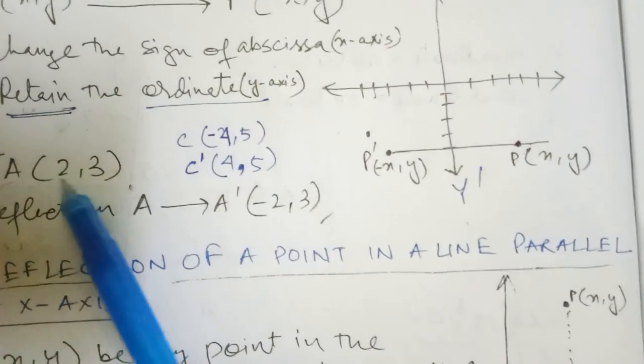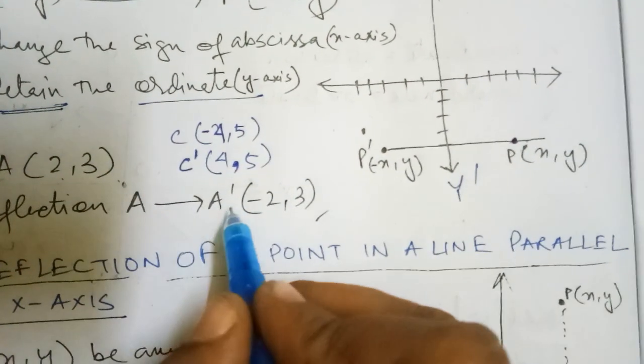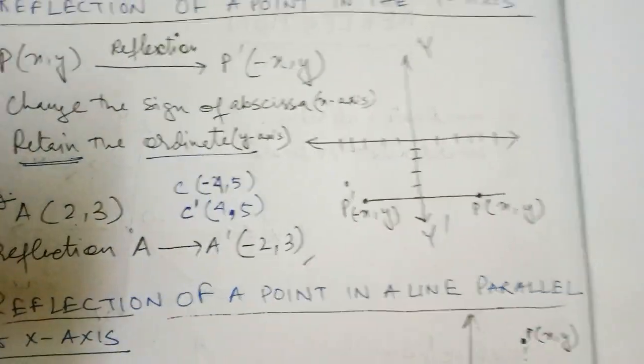A is given as 2 comma 3. Then the reflection of A, A dash, will be minus 2 comma 3.